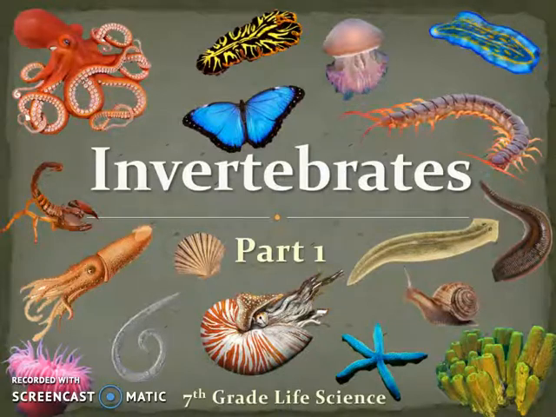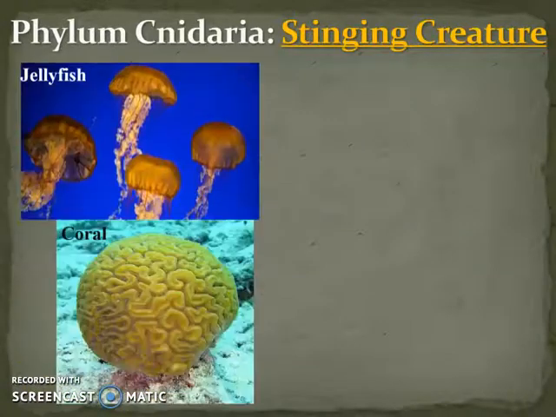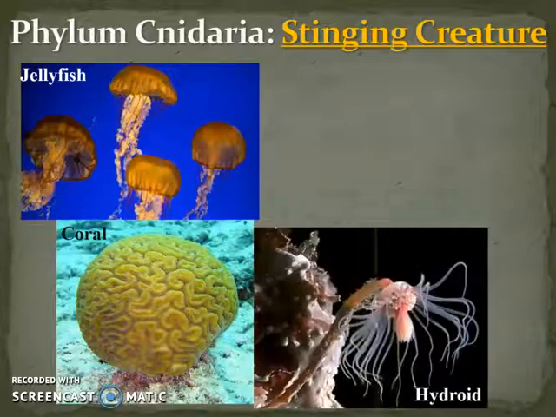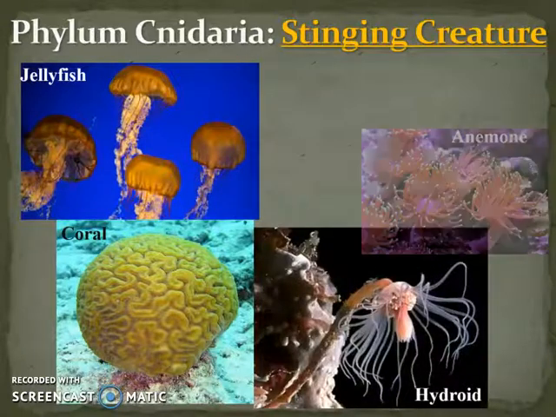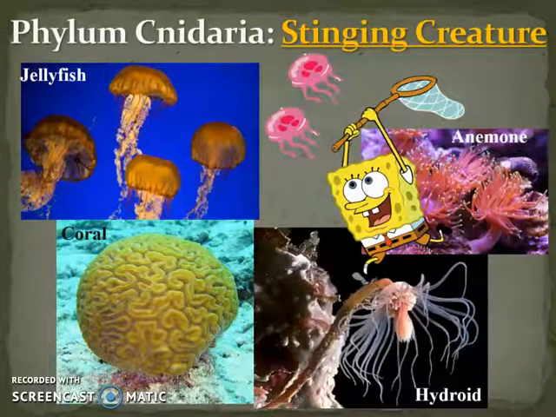Welcome back to invertebrates. We're going to be talking about our second category of inverts called Cnidaria. Cnidaria means stinging creature, and these types of animals are animals like jellyfish, like coral, like hydra, like sea anemones. All of these are examples of Cnidaria.